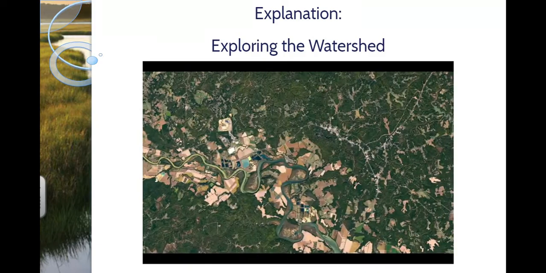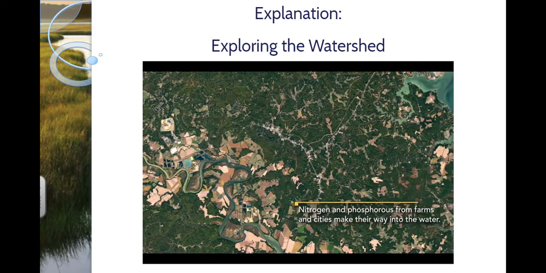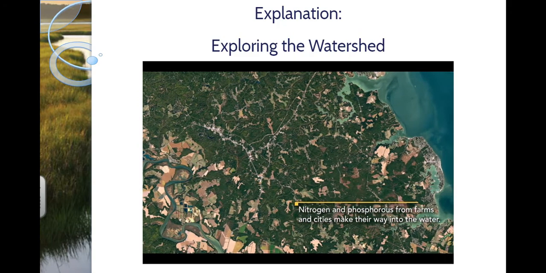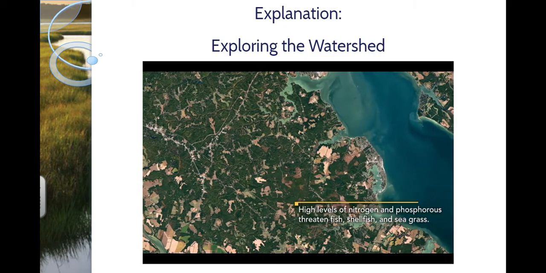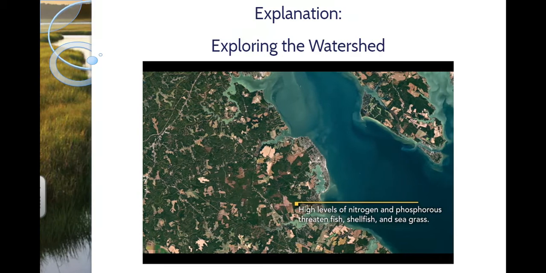Really going back to the 1950s, 1960s, as the farms were getting built up around the bay and cities were getting built up around the bay, there was so much more nitrogen, phosphorus, sediment that you started to see certain species of fish, their populations going down. You're seeing seagrasses die off.